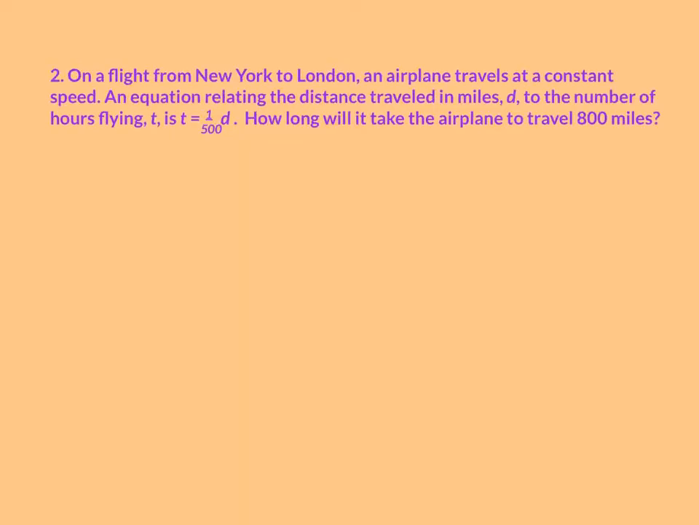Next problem. We're going on a flight from New York to London. Oh, that sounds fun. This airplane travels at a constant speed. An equation relating the distance traveled in miles, d, to the number of hours flying, t, is t equals 1 over 500 d. Well, actually, let me move that up. The d should be right next to it. How long will it take the airplane to travel 800 miles?